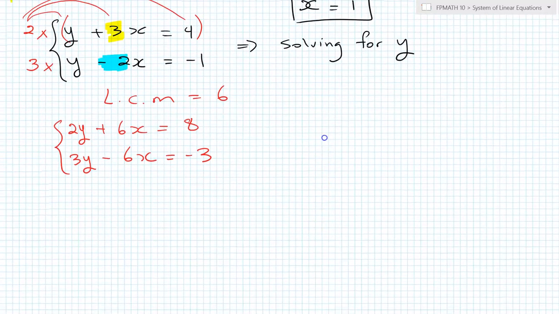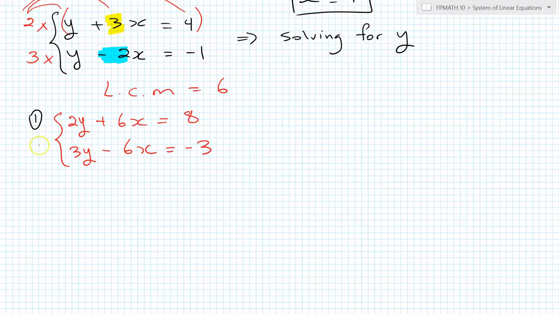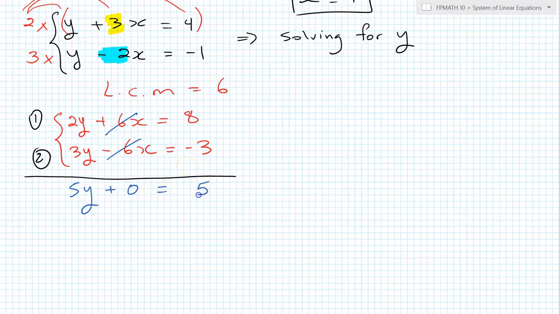Now you notice that we can actually go ahead and name these number 1 and number 2. And in this case, we can just simply add the two, because when we add 6x and minus 6x, they get 0. So 2y plus 3y, that will give us 5y. 6x minus 6x, you're adding them, that's 0. Okay, so you can say plus 0. And then 8 plus minus 3, that is 5. So 5y equals 5. And now you can go ahead and solve for y, divide both sides by 5. And this is basically grade 9 stuff, right?